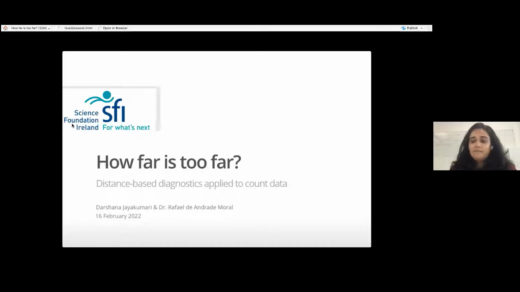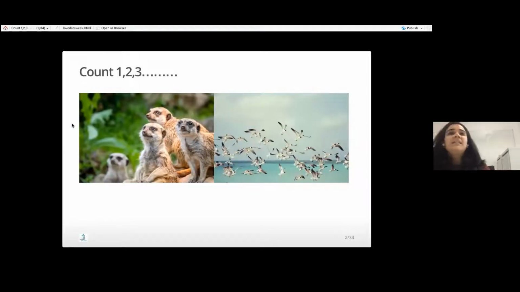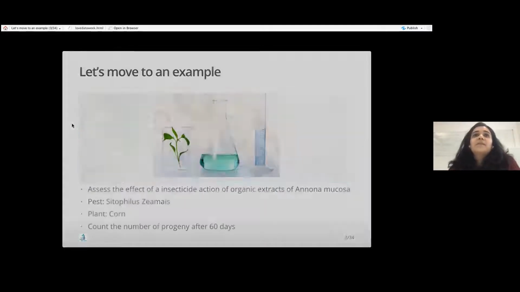In this environment, we are really blessed with the number of plants and animals we have. In ecology, to study these plants and animals, we try to count them, and we want to associate these counts with specific environmental conditions. So throughout this presentation, I'll be dealing with count data only. Let's move on to the next slide.